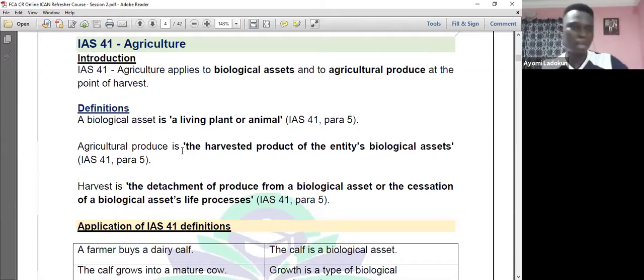What is agricultural produce? Agricultural produce is the harvested product of the entity's biological asset. So if I go into my plantation of vegetable plants and I pluck or harvest my vegetables, what I harvest is the agricultural produce. If I go into my corn farm and I harvest corn, or maize as it were, so those are agricultural produce. It's also possible that I have a cockerel that lays eggs.